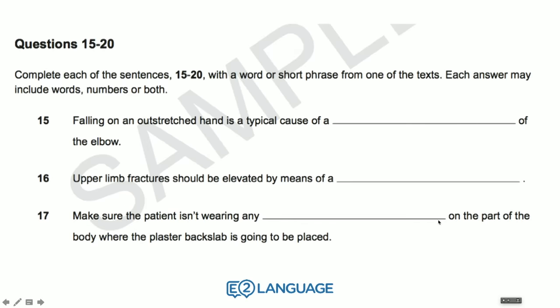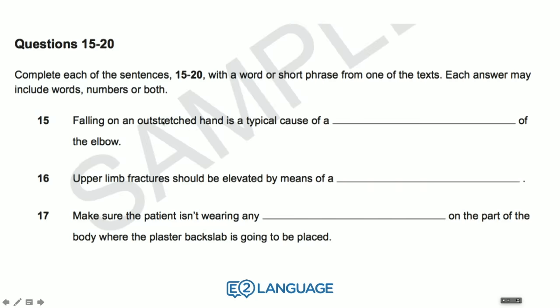They're quite similar. Complete each of the sentences with a word, one word, or a short phrase, say 2 to 5 words perhaps, from one of the texts. Each answer may include words, numbers, or both. So falling on an outstretched hand is a typical cause of a what of the elbow. Look at this little word carefully. We're going to need a singular noun. The answer is, in fact, dislocation.